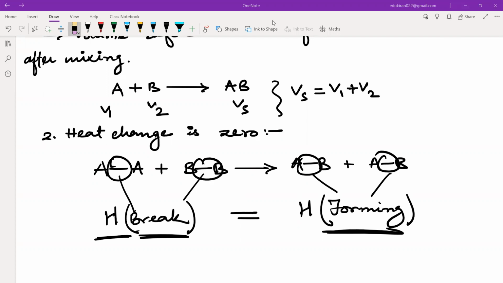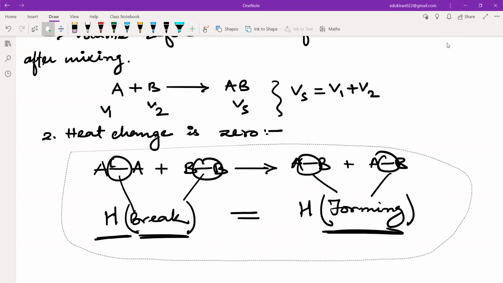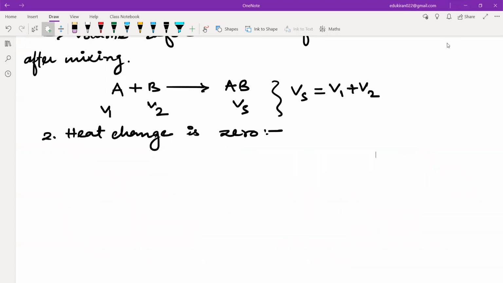Sir, heat change का मतलब क्या? जो आप दे रहे हैं वो आपको वापस मिल जा रहा है. अगर जो आप दे रहे हो आपको वापस मिल जा रहा है, that means the enthalpy is zero. Enthalpy is delta H. It is equal to zero. Delta H is equal to zero.